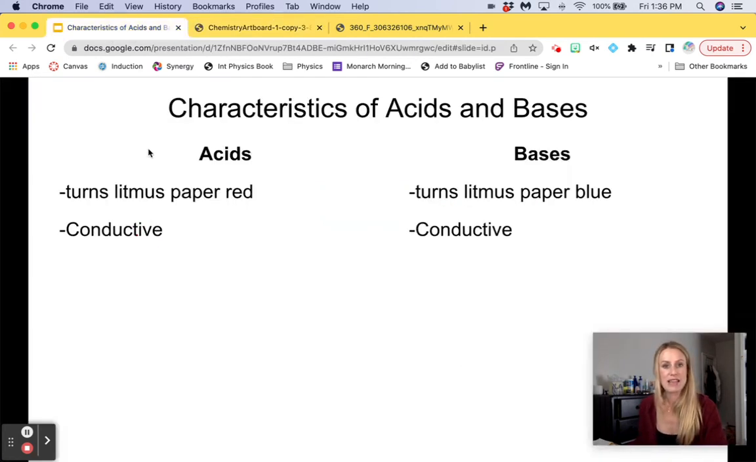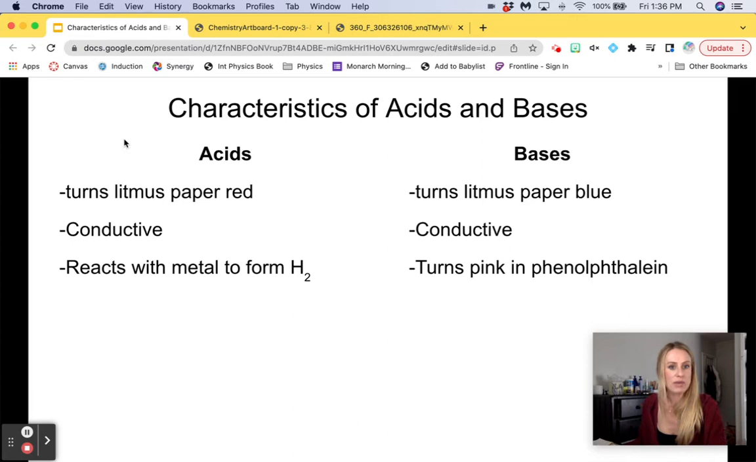The next thing is that they are both conductive, and we know that in order to conduct electricity, we have flowing charges. So we need a charged solution. So because of that, when acids and bases go into solution, they do dissociate, and we'll talk about reactions and things like that. But because we have those positives and negatives, they're both very conductive. Acids react with metal to form H2, and then bases turn pink in phenolphthalein.